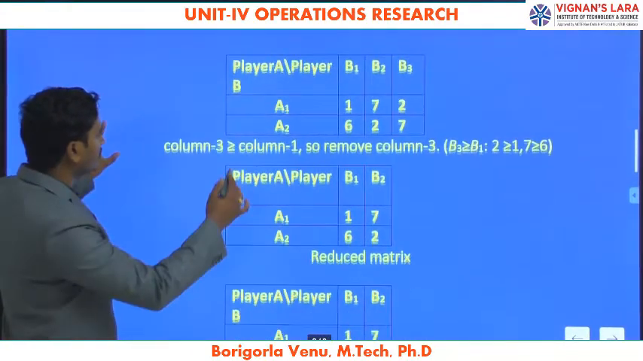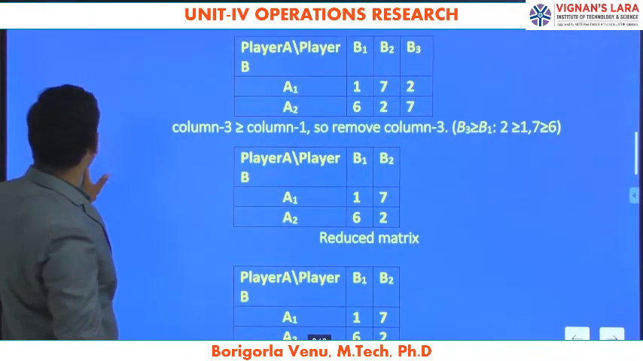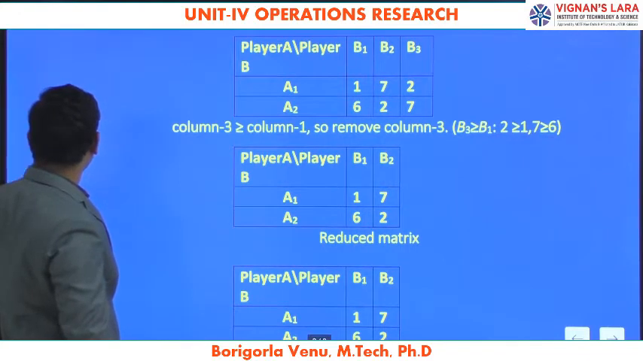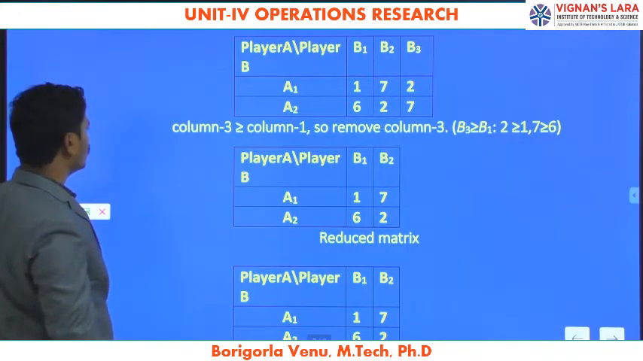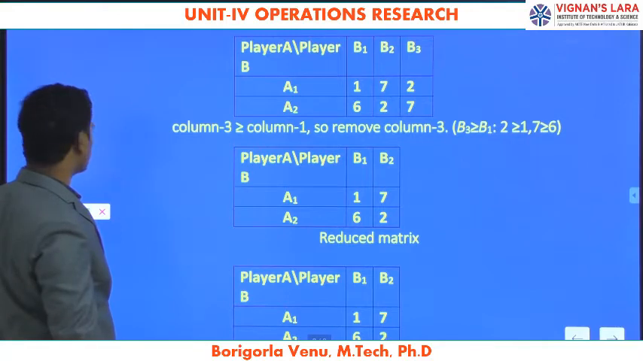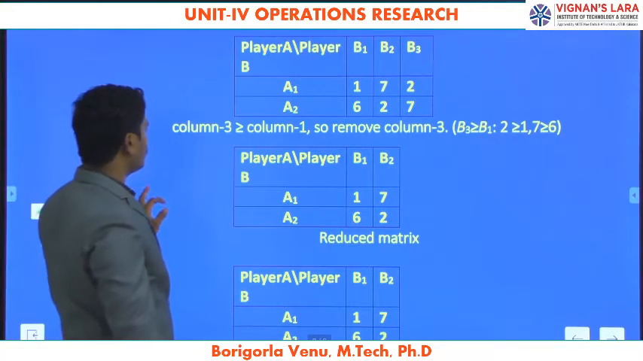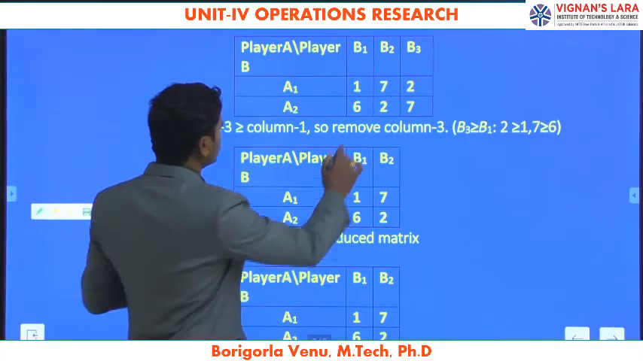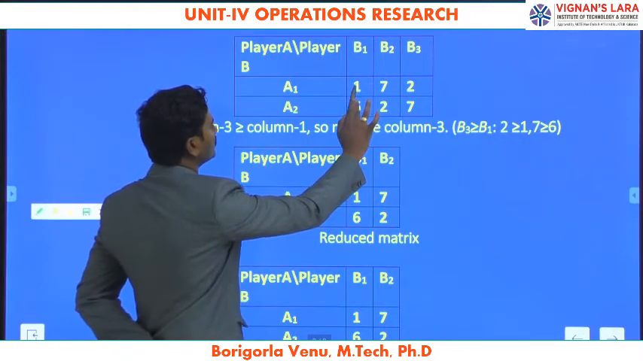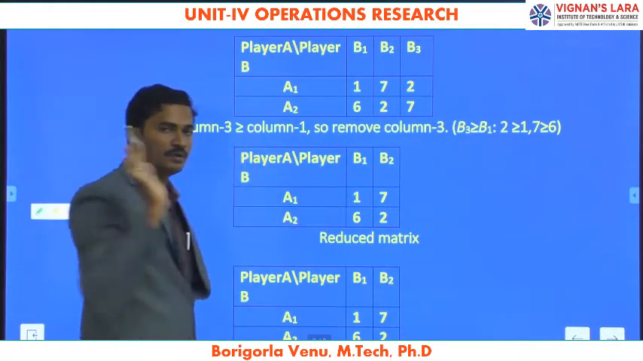After removing the A3 we get this. Again I am going to calculate the dominance. Here we have 2 rows and 3 columns. So now I am going to check the column dominance. Column dominance means first I am going to check two columns, 1, 7, 6, 2. Here there is no pure dominance.